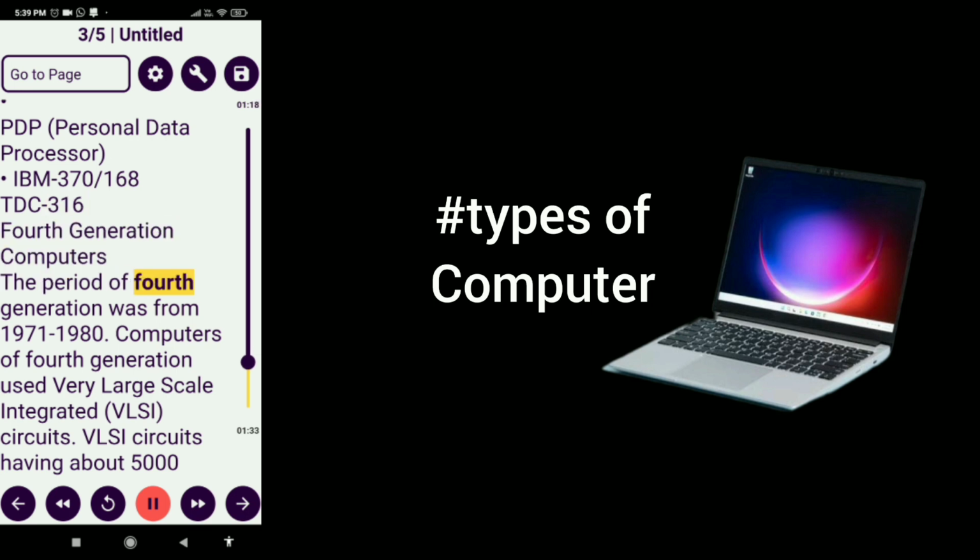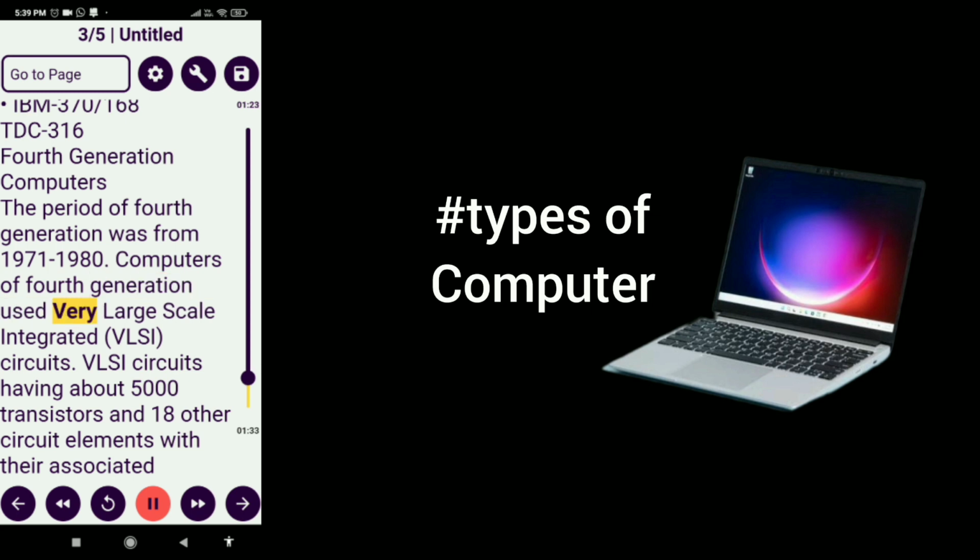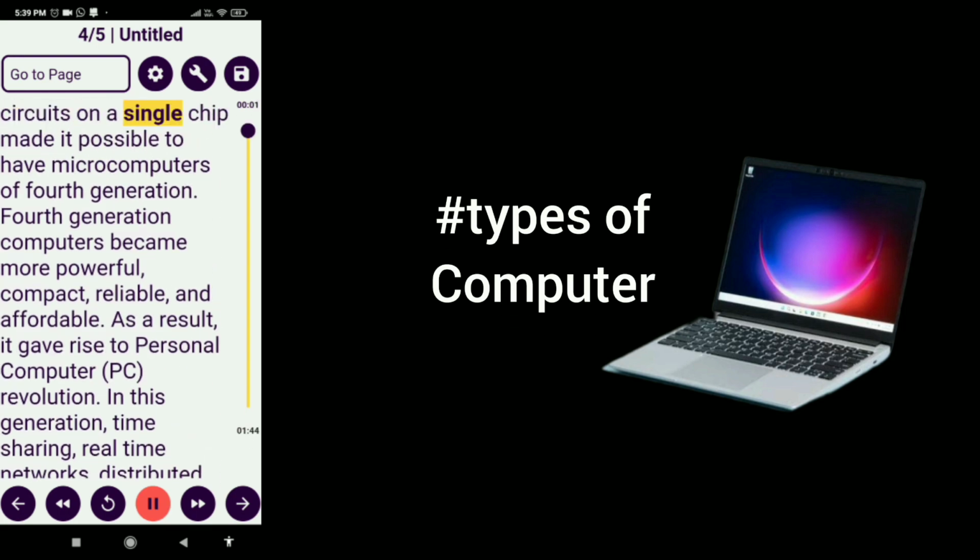Fourth generation computers. The period of fourth generation was from 1971–1980. Computers of fourth generation used very large-scale integrated, VLSI, circuits. VLSI circuits having about 5,000 transistors and other circuit elements with their associated circuits on a single chip made it possible to have microcomputers of fourth generation.